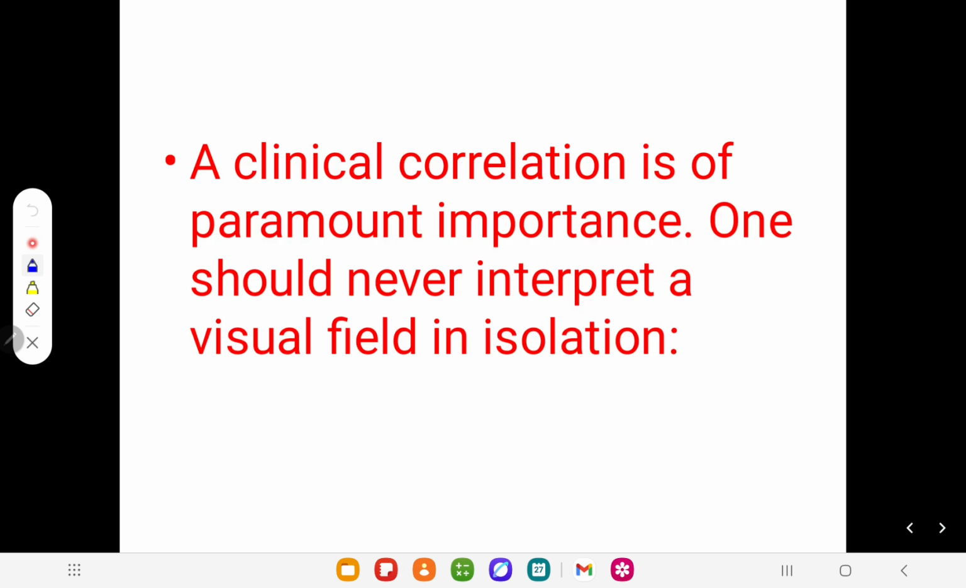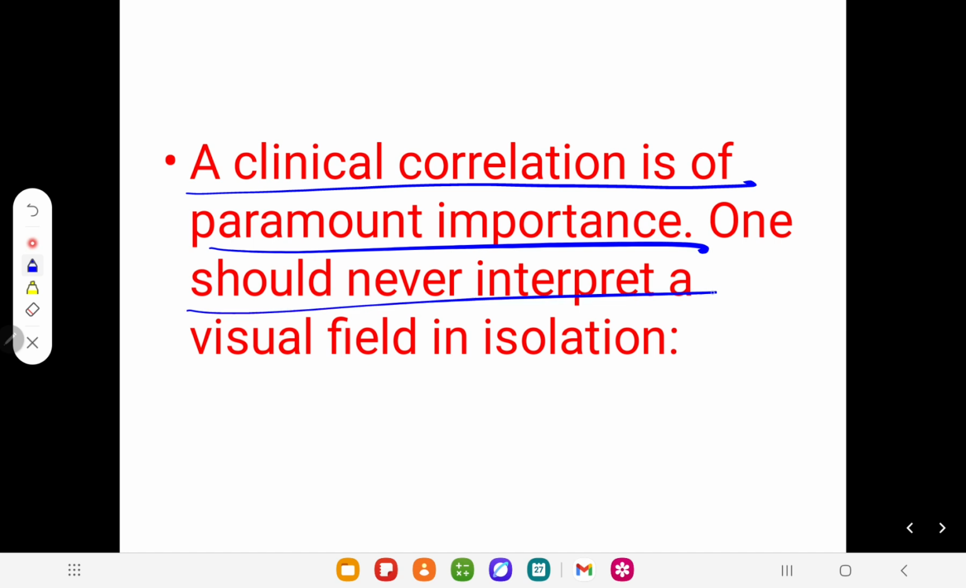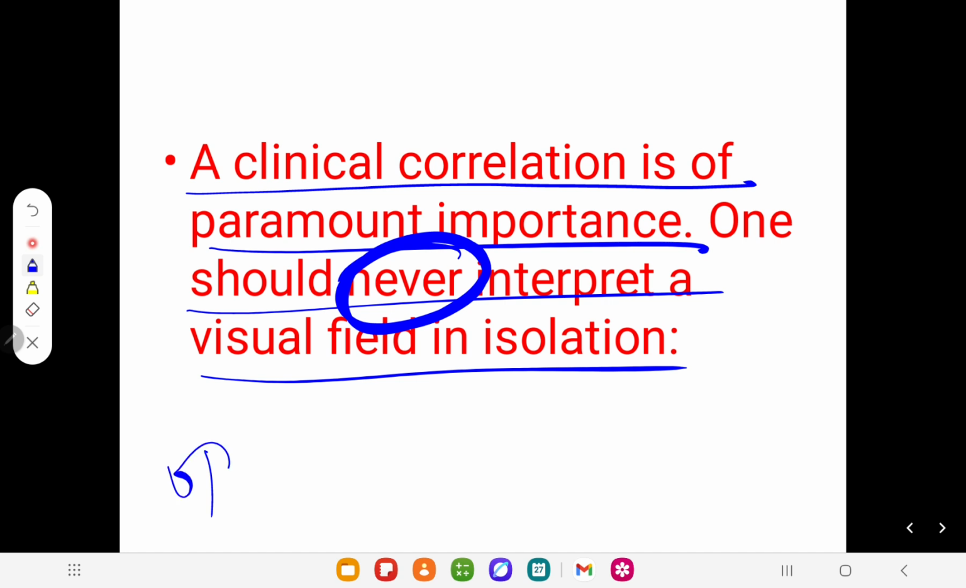So at last, in summary, I want to tell you that it's very important: don't ever read a visual field in isolation. Its usefulness is questionable. Clinical correlation is of paramount importance, and one should never interpret a visual field in isolation. Never. Just remember this. Clinical findings are so important. Otherwise it will be very difficult. You have to have your OPD card, you have to see the optic nerve head with the glaucoma specialist, and then interpret. But as an optometry student, you must know each and every point.